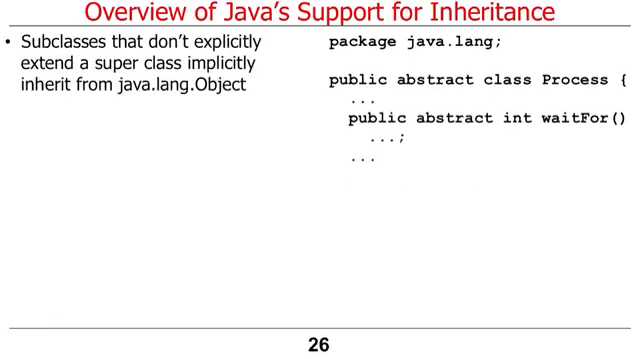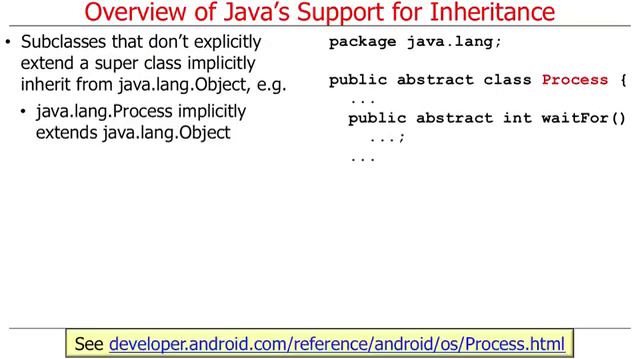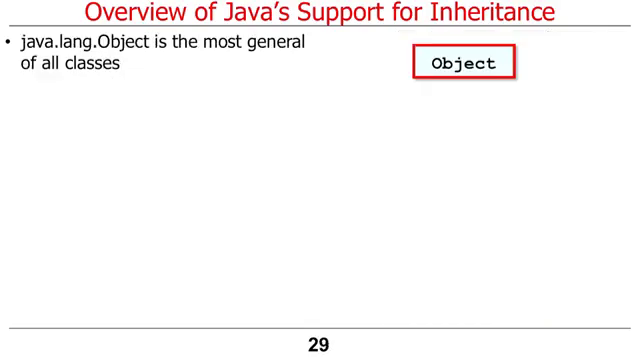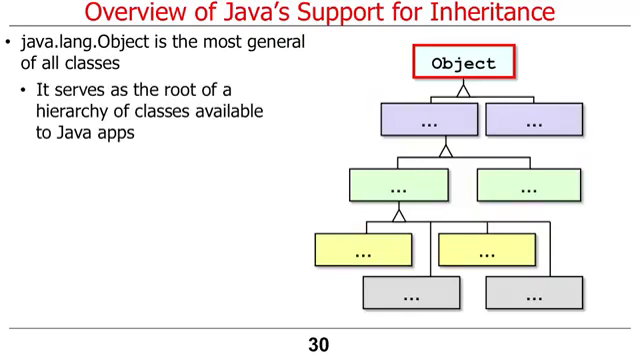Subclasses that don't explicitly extend a superclass implicitly inherit from a Java Lang object. For example, the Java Lang process class doesn't explicitly extend any superclass, so the Java compiler implicitly inherits this subclass from Java Lang object. All instances of Java Lang process therefore also provide clients with access to the inherited Java Lang object methods. As you may have noticed, Java Lang object is the most general of all classes, since it serves as the root of the hierarchy of classes available to Java apps.